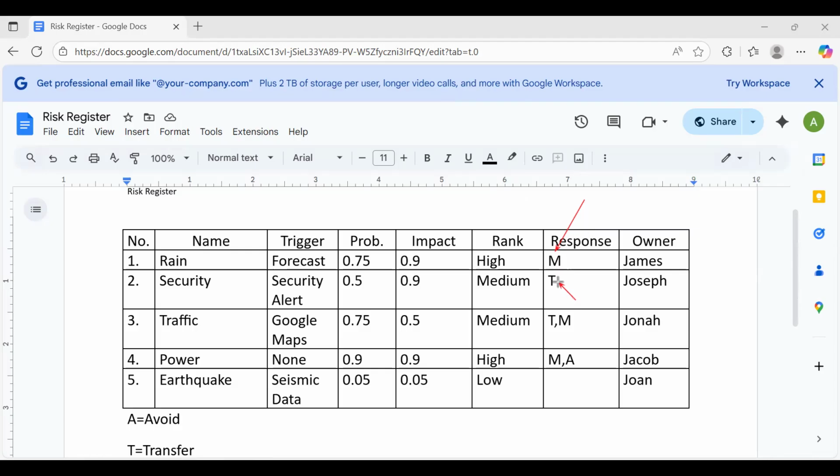Security, we're transferring security to security agencies like police, private security companies and the like. Traffic, we're using two strategies, transfer and mitigate. Transfer, we're going to transfer traffic control for that particular rally to traffic officers, and we mitigate by providing alternative routes so that there are many ways of getting to the rally.